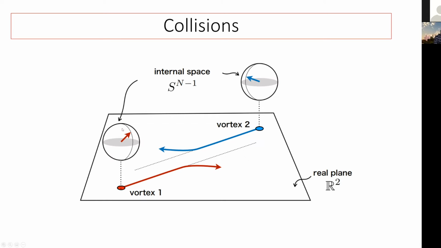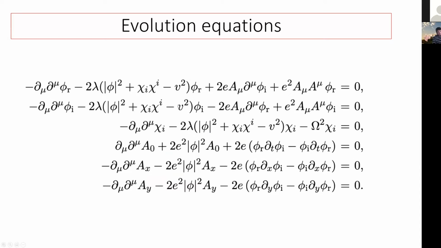And each of these vortices will carry an internal sphere with some angle of this vector on it, and I will make these things collide in real space, so solitonic space, and internal space. These two spheres will meet, will interact, and these orientations will do something, which I will show you soon. Okay, so these things are my initial states, and I have to evolve them via the equations of motion of the system.